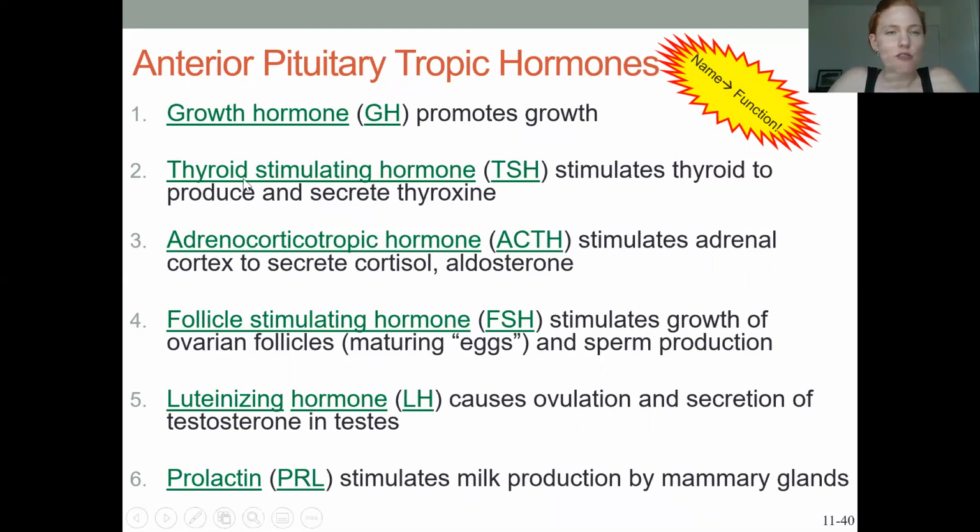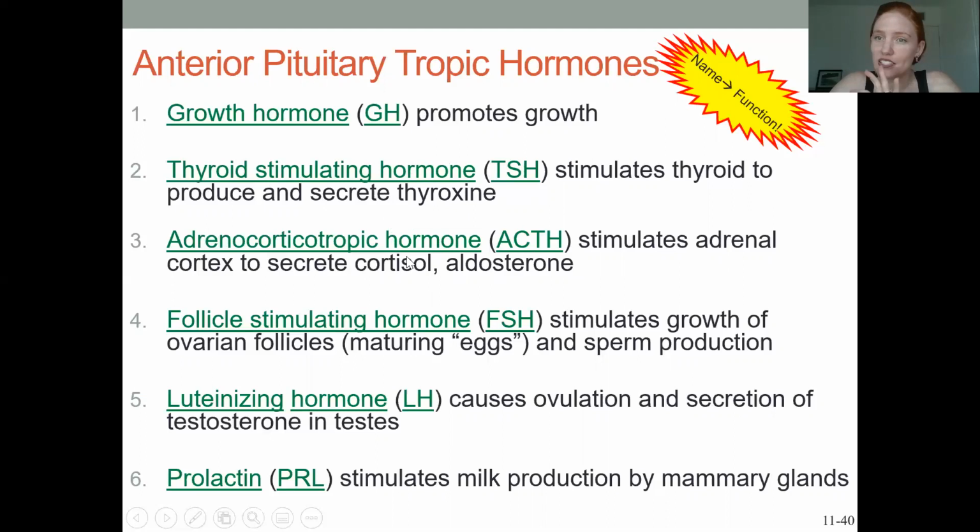Then we have the thyroid stimulating hormone. It does exactly what it says. It stimulates the thyroid, and it's going to cause the thyroid to secrete a different hormone, which is called thyroxine. We're going to come back to that one as well. So thyroid stimulating hormone stimulates the thyroid. Then we have the adrenocorticotropic hormone, or ACTH.